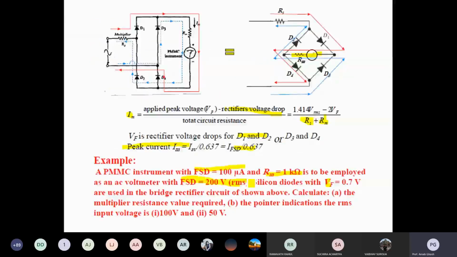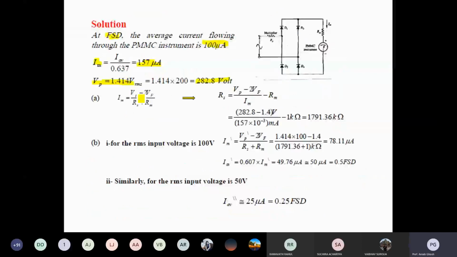Okay, so what is the value of IM? The IM formula is (1.414 VRMS minus 2 VF) whole divided by RS plus RM. So IM equals VP, your peak voltage, minus 2 VF, divided by RS plus RM. You can replace the value of peak voltage. So what is IM?